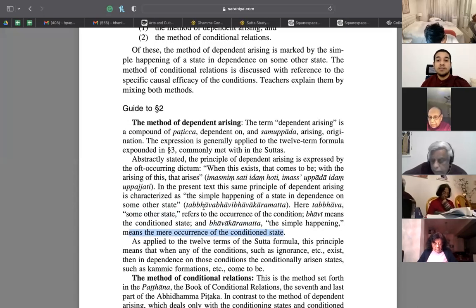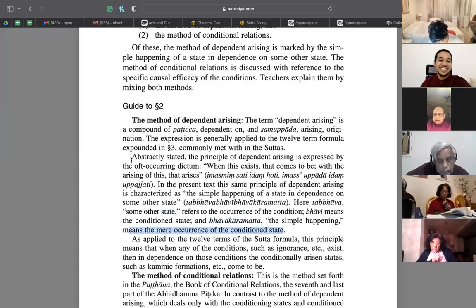Shall we go through that paragraph again? Should we? Yes. I don't see any. Yes, Bhante. Yes, Bhante, definitely. Thank you. I didn't see any nodding heads. Okay.